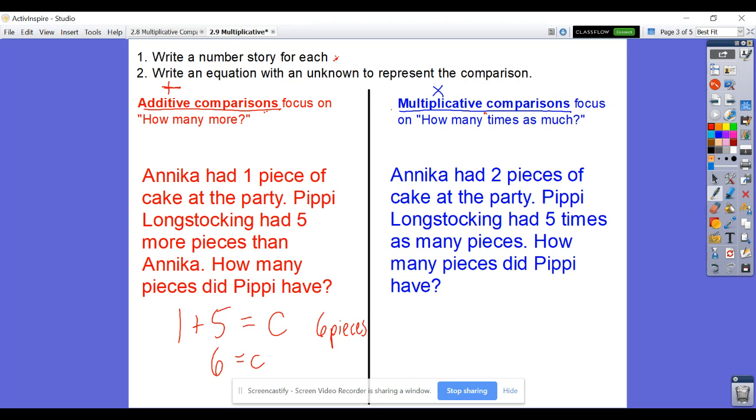And so then I'd say 6 equals C, or she had 6 pieces. Okay, so that was my additive. Let's try it with my multiplicative. Annika had 2 pieces of cake at the party. I just mixed up my numbers a little bit to change it up. Pippi Longstocking had 5 times as many pieces. How many pieces did Pippi have?